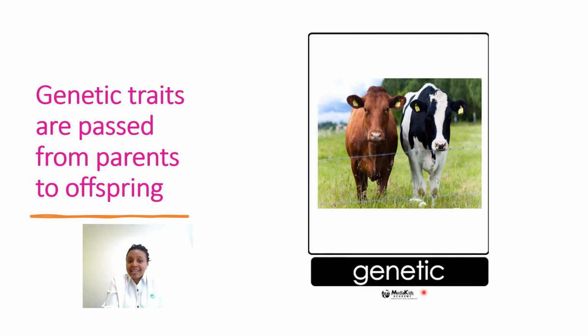Genetic. Genetic traits are passed from parents to offspring. So genetic means traits that are passed from parents to offspring. So you'll get here, this is what? A cow. Yes. Okay. So anything that is genetic, so a cow will have a big head, will have 2 ears. So those are genetics.